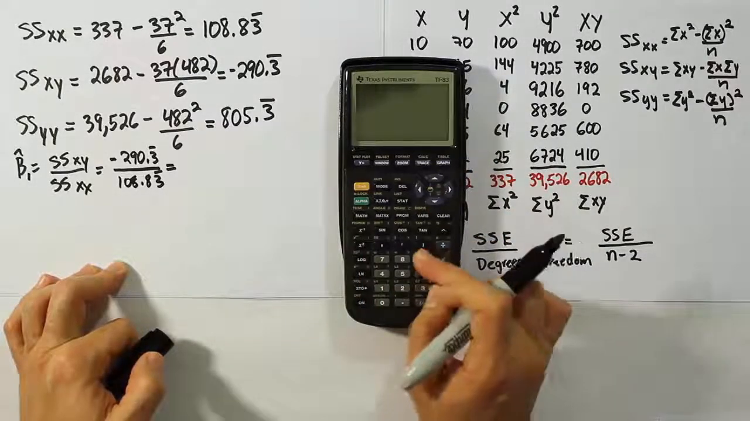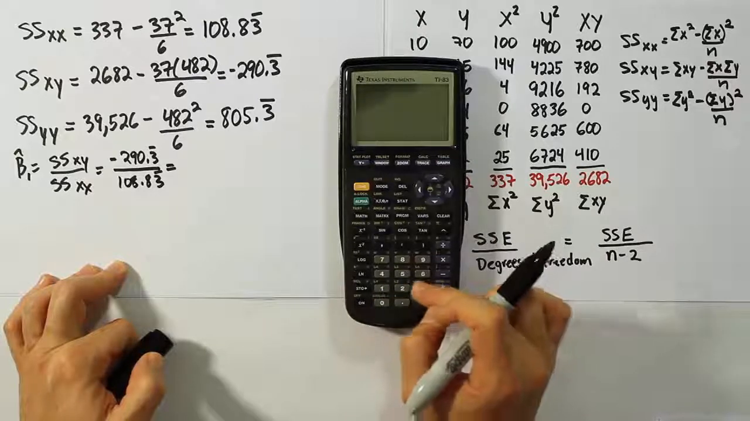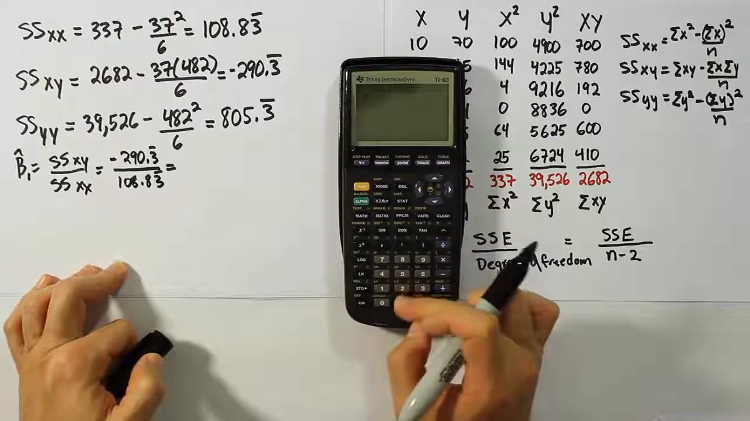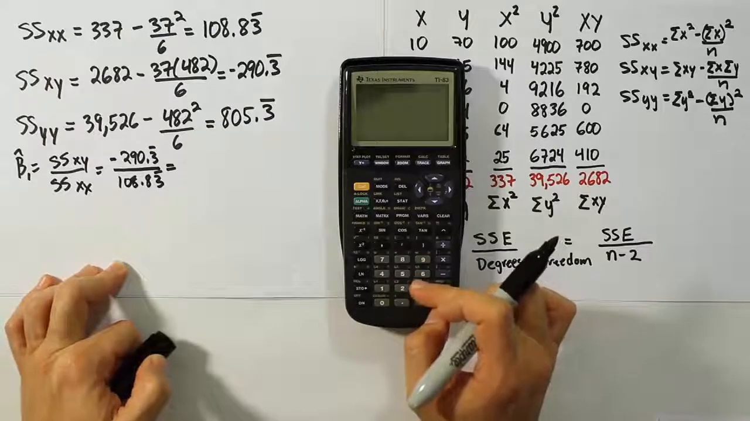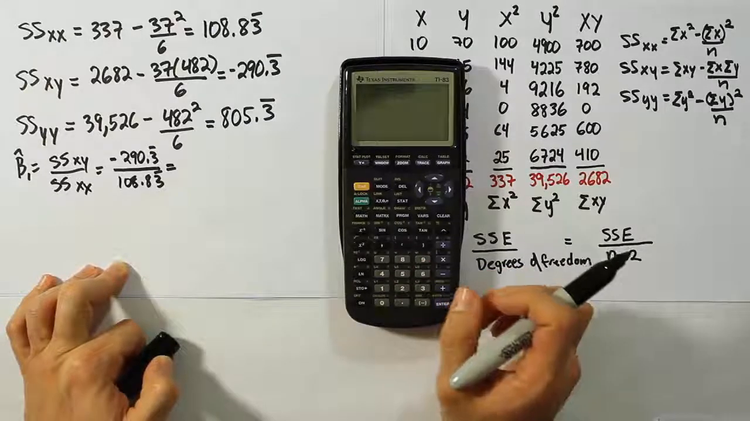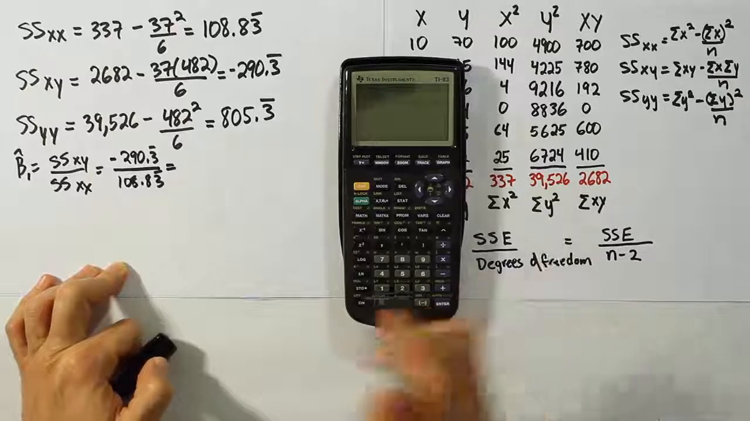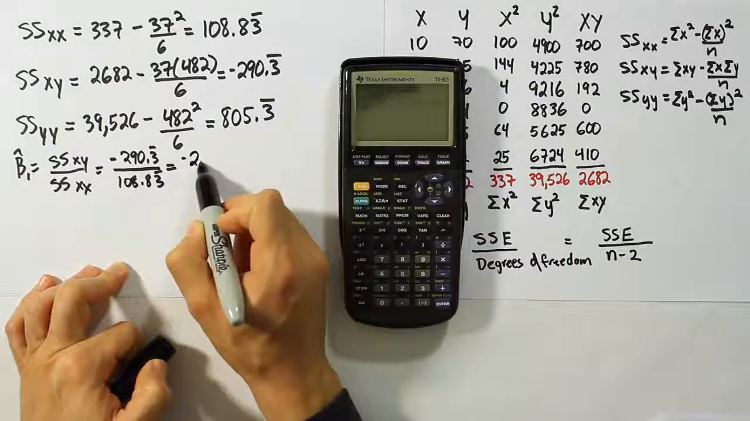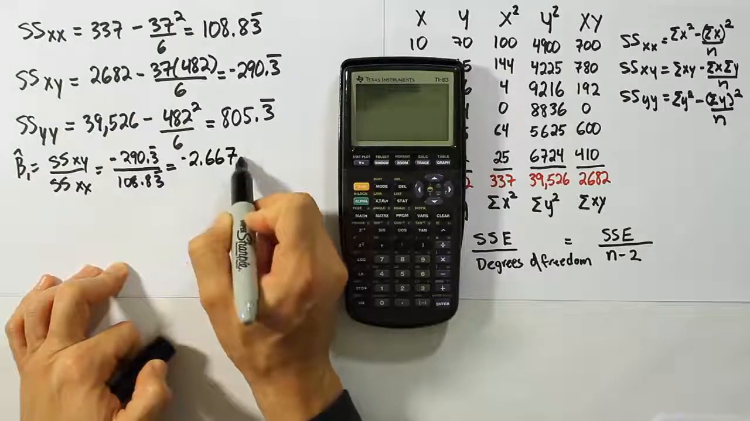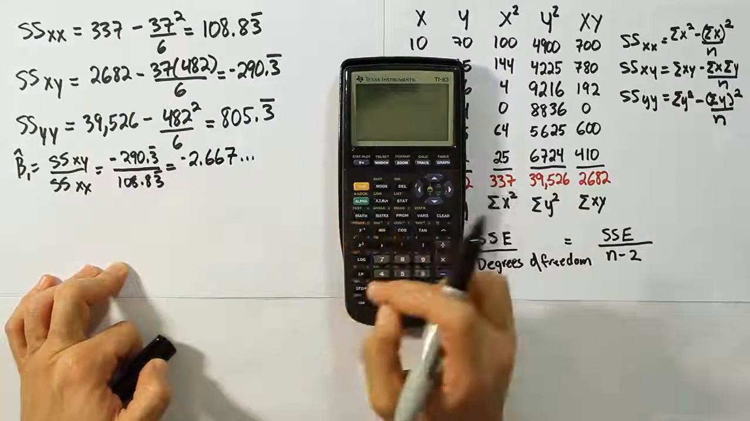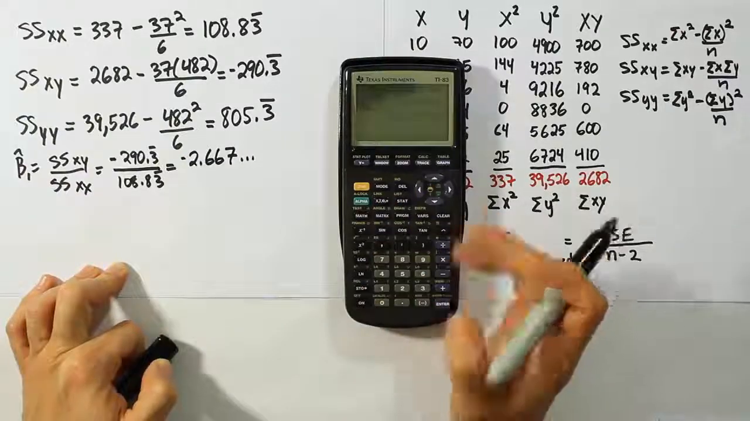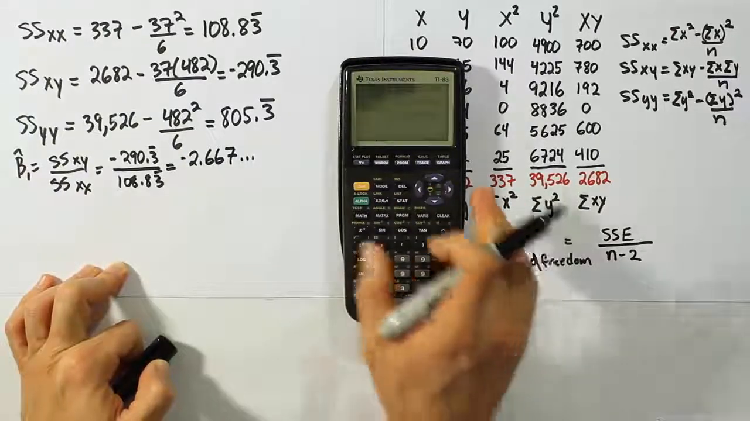Minus 290.33333 divided by 108.833333. All right, when you're done, you get an answer of minus 2.667 on and on and on, right? I'm going to store that in my calculator as the variable x. And by doing that, I will have it for later without having to round it.